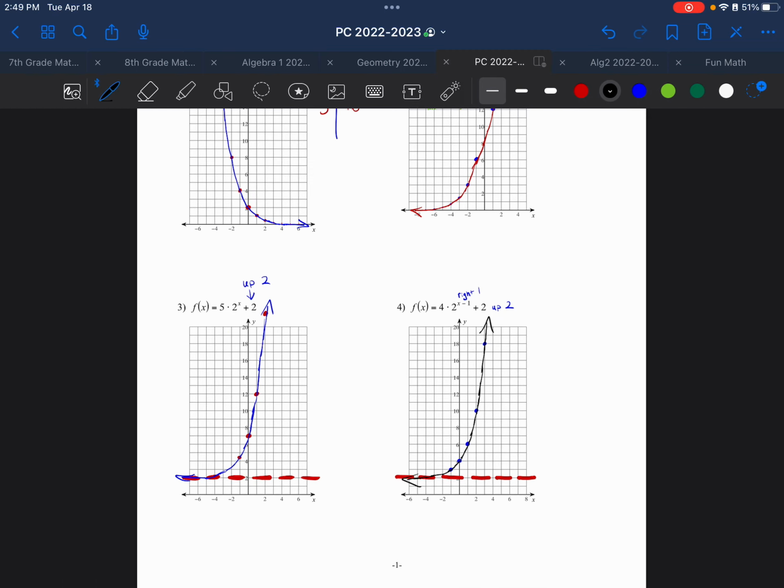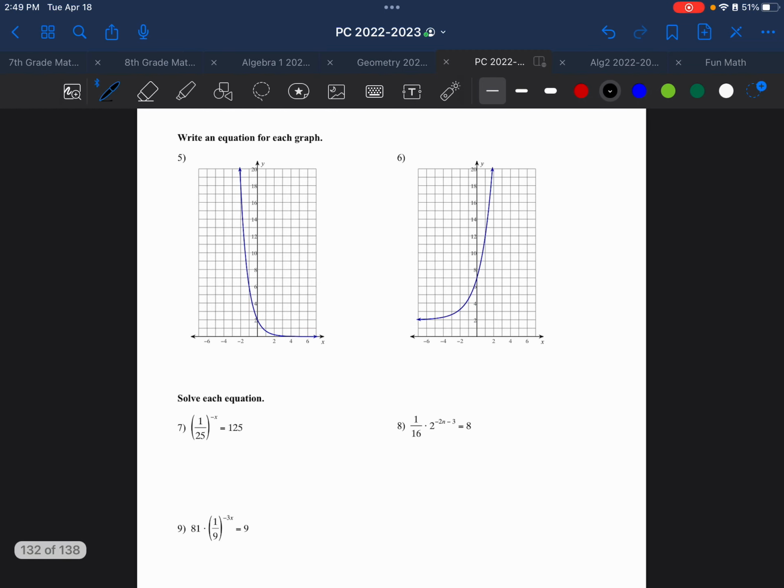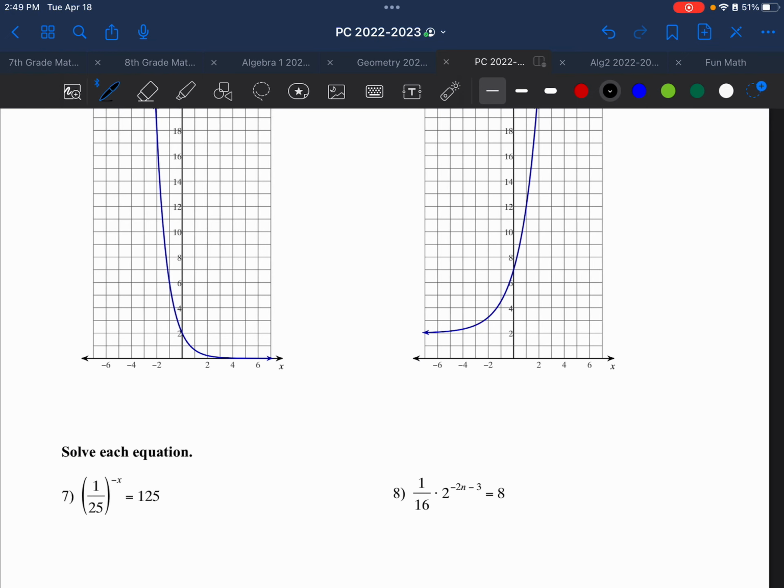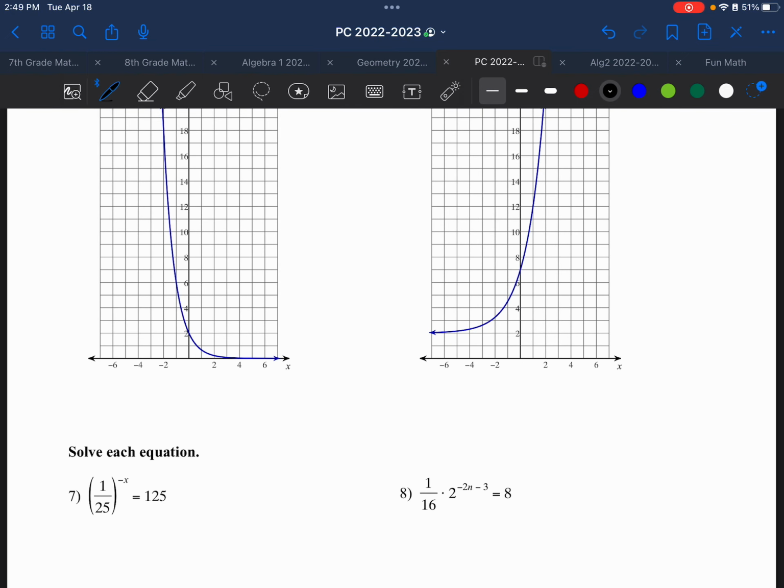All right, that was number 4. Let's move on to number 5. Okay, now we have to go backwards. We have to write an equation. Luckily, there's no shifting up, down, left. Well, sometimes there's shifting up. Look at that one. That one got shifted up. There's no shifting up in this one because the asymptote is still on the x-axis, luckily. So I'm just going to make it nice and easy.